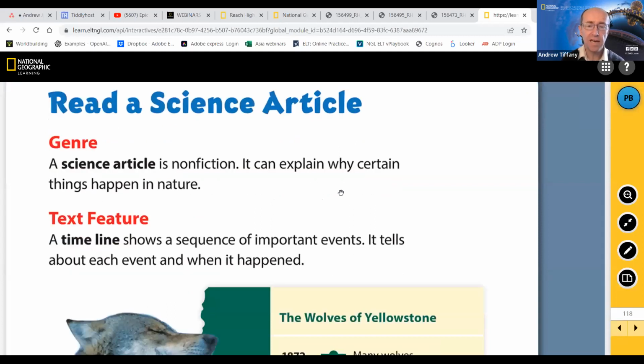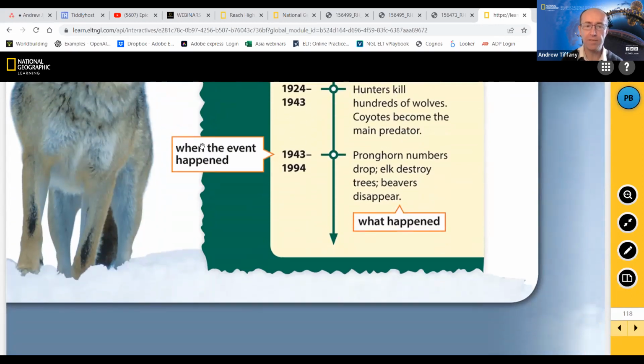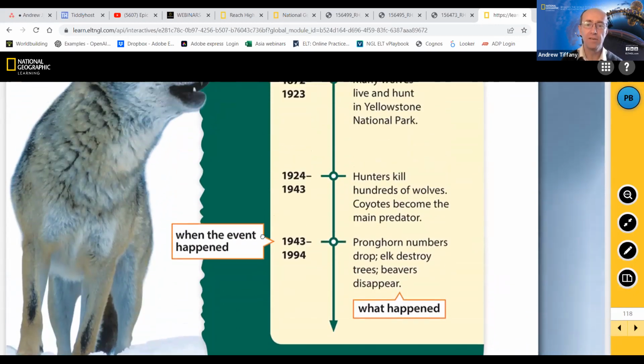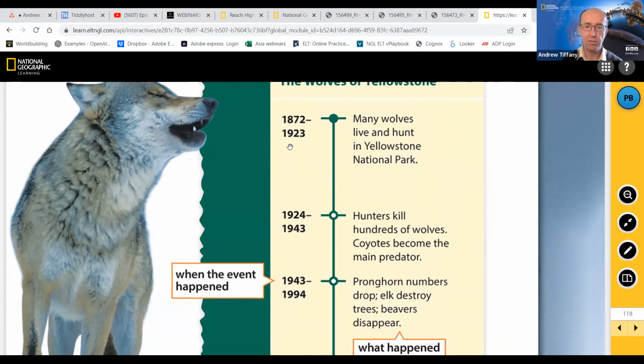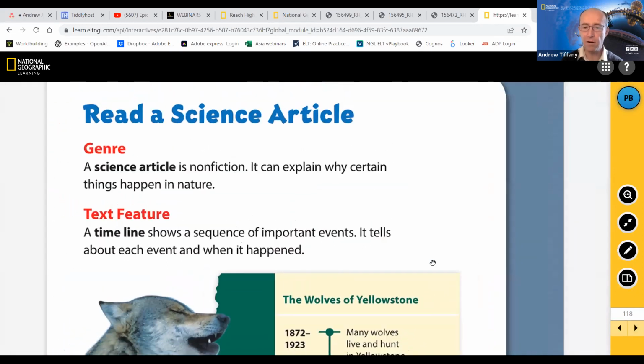And it has a timeline in it. It shows you a timeline of what happened and when it happened, right? So these times are a long time ago, right? That's 100 years ago. Look, 1923. Wow. Okay. So let's take a look at the article.